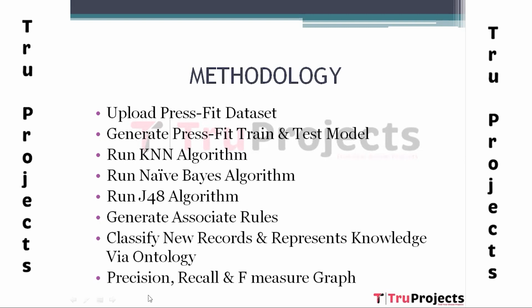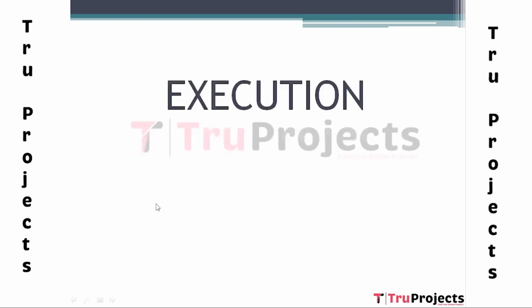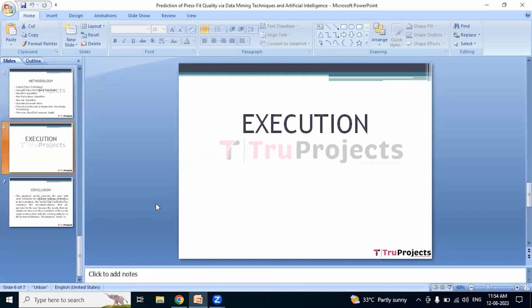Then last module, precision recall and F measure graph. In this module, we are going to plot the graphical representation of the different algorithms which we use in this project, and we get in this graph the precision, recall, F1 score and also accuracy of the algorithms. Now coming to the execution, close this graph and close this file and go to the code file.